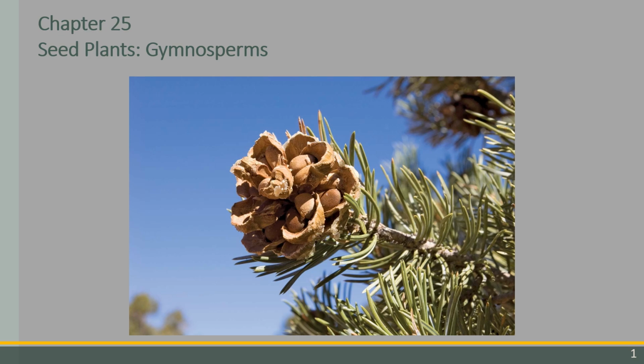Now that we've looked at seedless vascular plants and how the vascular system has helped plants move away from water environments and enter into much drier environments, we can turn our attention to the next step. This step is the gymnosperms, and gymnosperms are important because they are the first plants that we see with seeds.